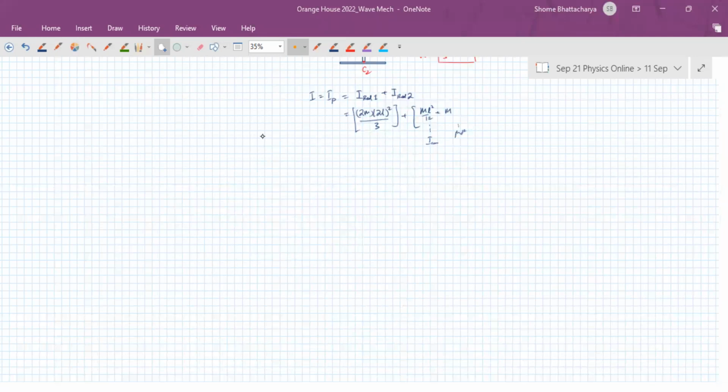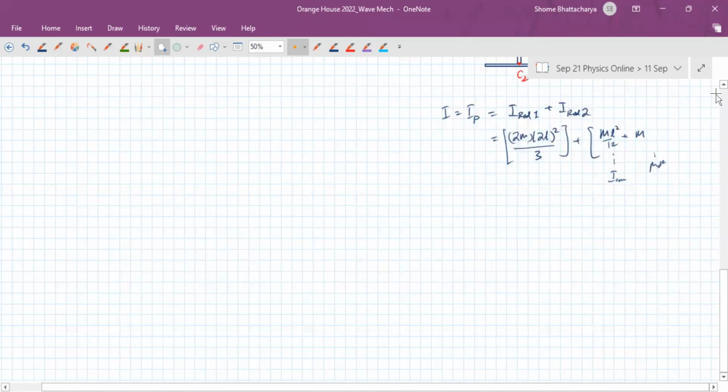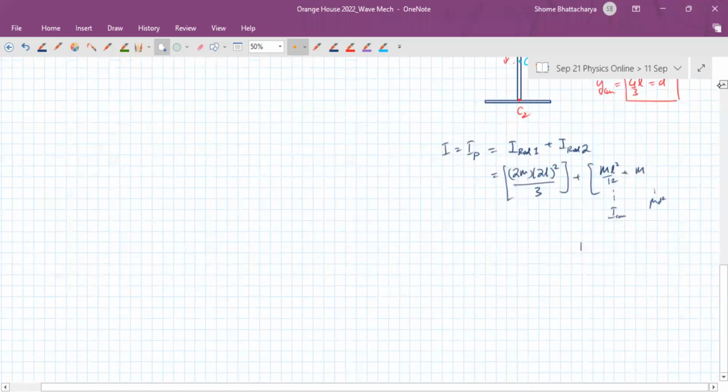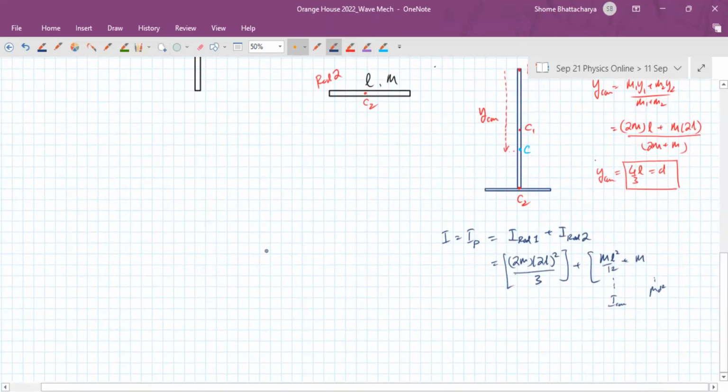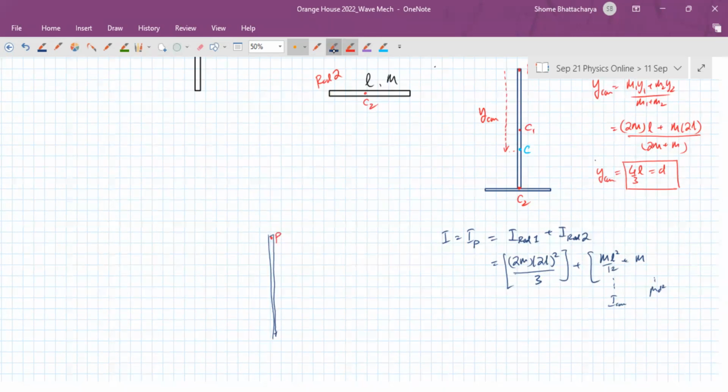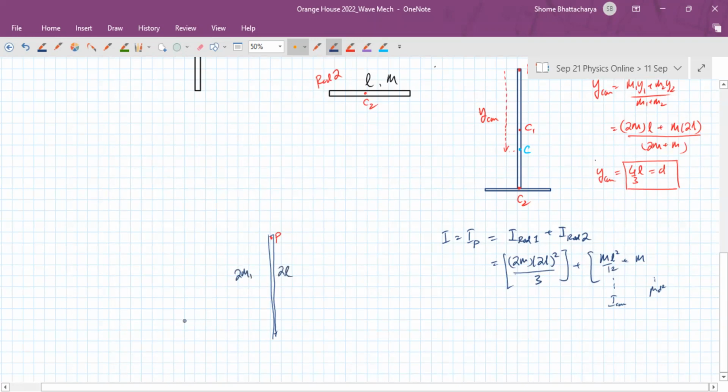Okay, Aruja, I'll explain the whole moment of inertia part in detail. So moment of inertia of a thin rod about one end, but this rod is of mass 2m and length 2l. So moment of inertia of rod 1 about the point P.